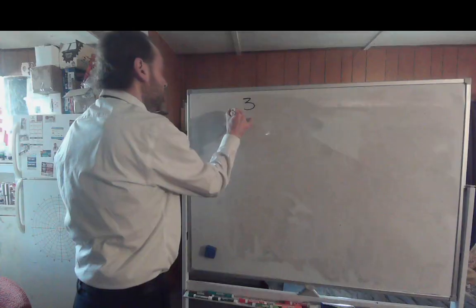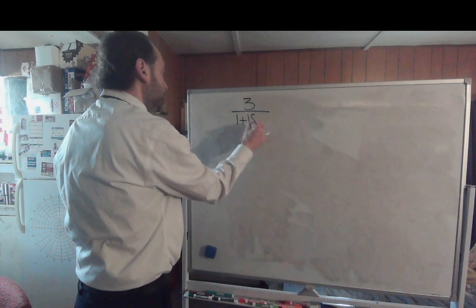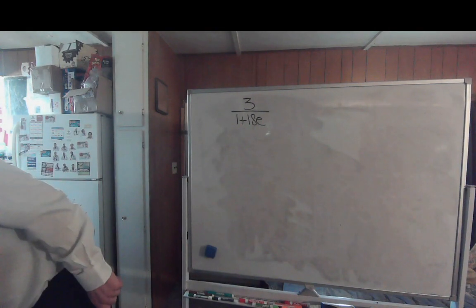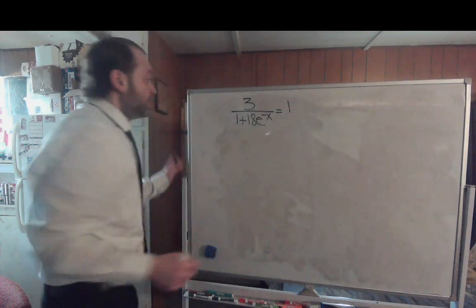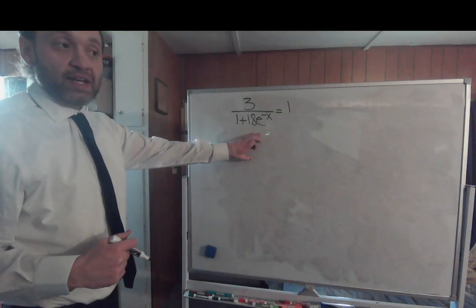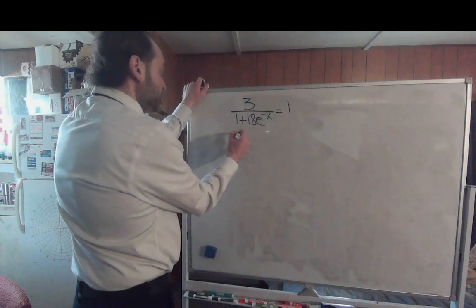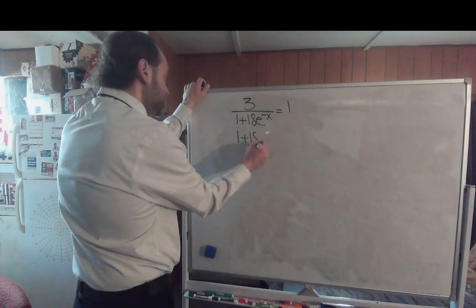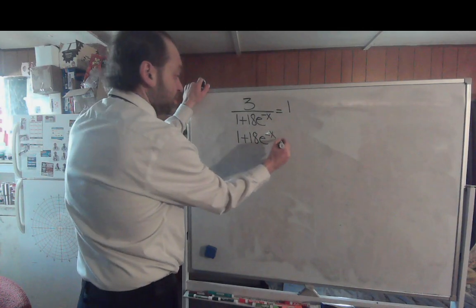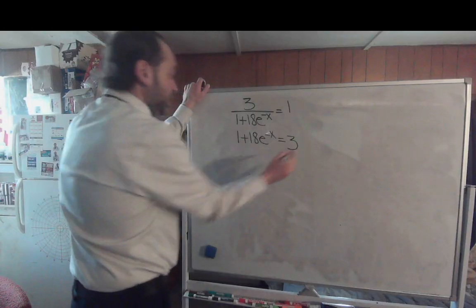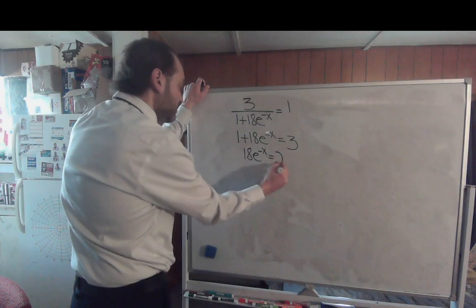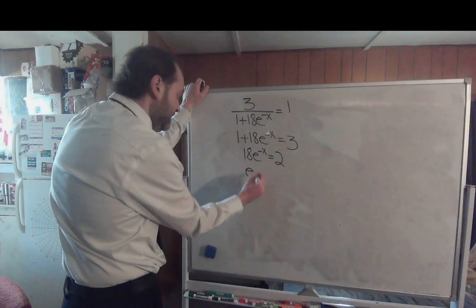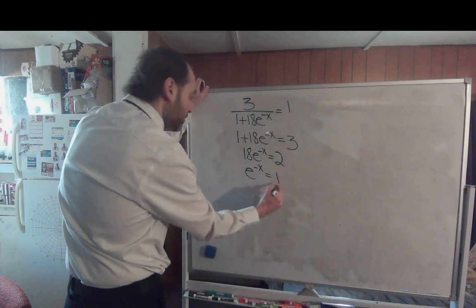All right. We have 3 over 1 plus 18e to the negative x equals 1. So this would literally turn into 1 plus 18e to the negative x equals 3, which would turn into 18e to the negative x equals 2, which would end up giving you e to the negative x would equal 1/9.